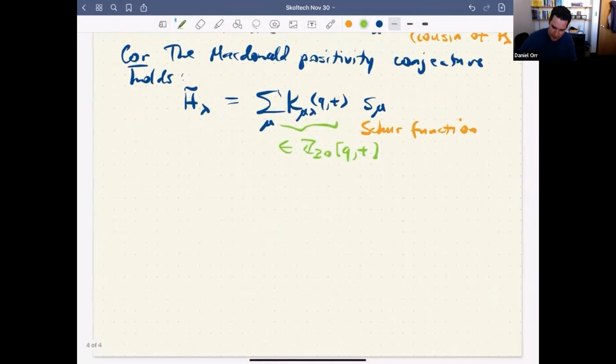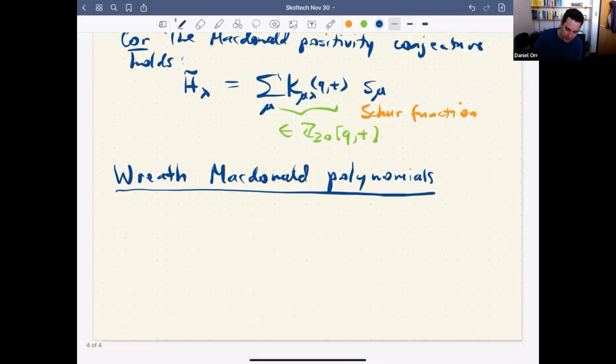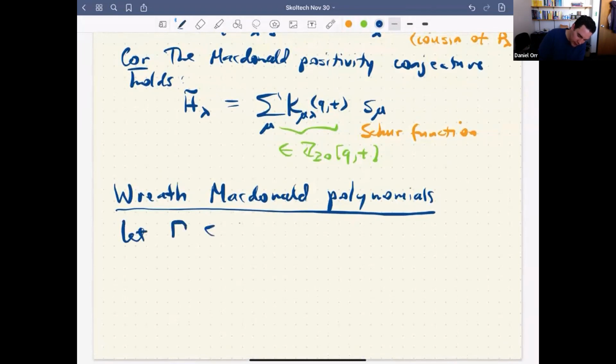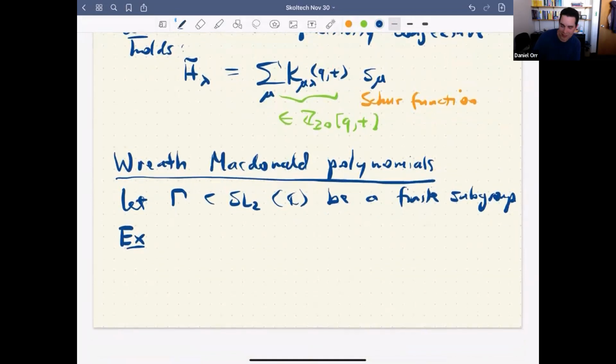I'll move on now to the wreath setting. Okay, so let's talk more generally at first. So let gamma in SL2(C) be a finite subgroup. The main example for me and for the subject of wreath Macdonald polynomials to date is the cyclic case.